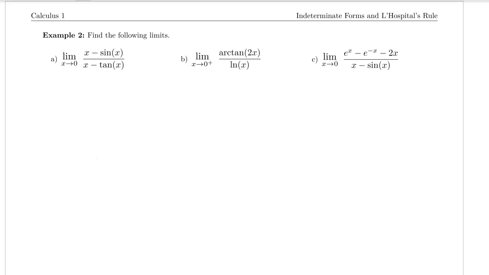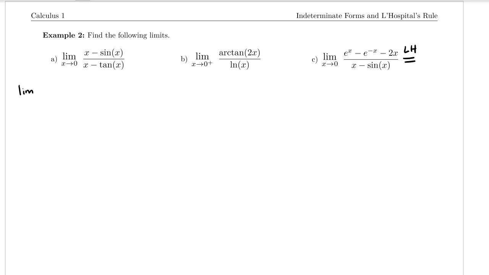Okay, now we're on to part C. If I take that limit, which is the limit as x approaches 0 of e to the x minus e to the negative x minus 2x all over x minus sine of x, I'm going to end up getting the indeterminate form 0 over 0. So again, I can use L'Hopital's rule.